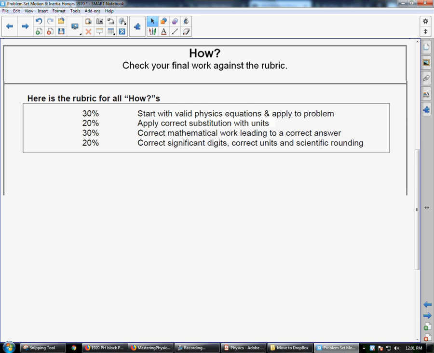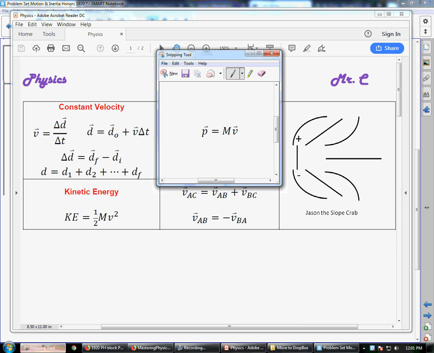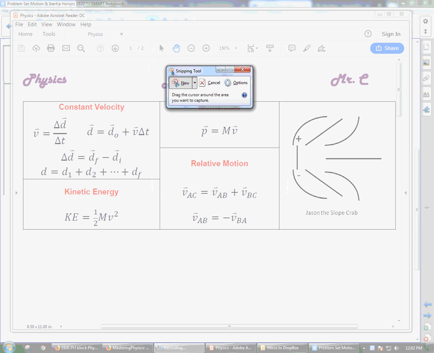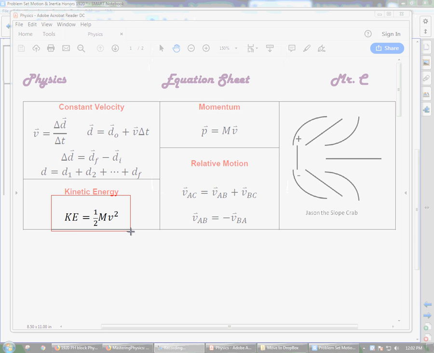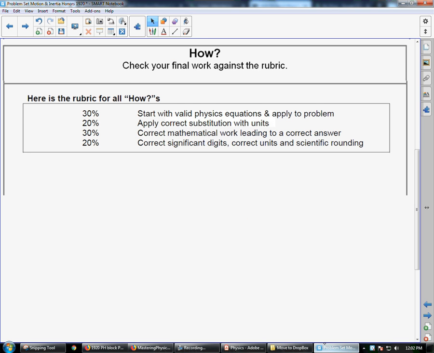Remember, this is my rubric here for the how. So I need an equation. And since this is about kinetic energy, I'm going to start with our base kinetic energy equation. And we'll paste that in.